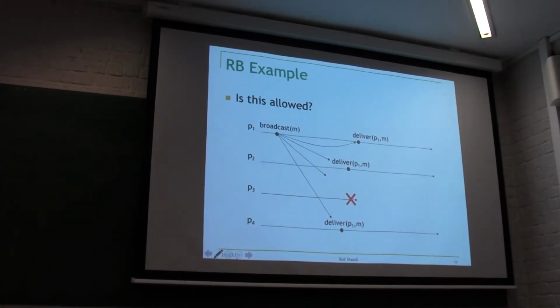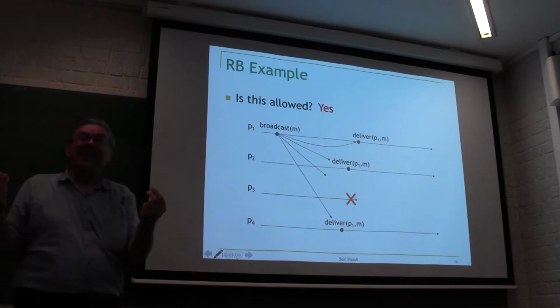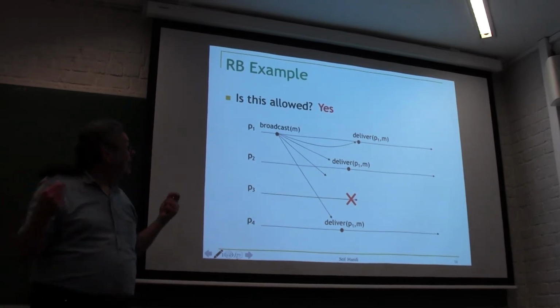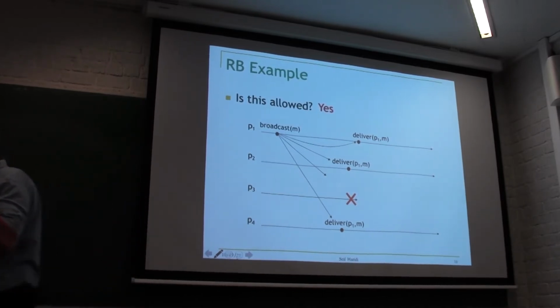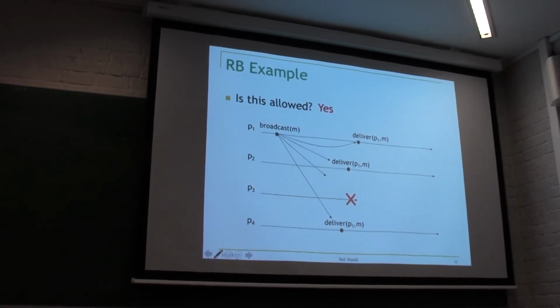Okay, this is good. So now you see what you're getting from this. Failures make it a little bit tricky, but not that tricky. Basically, you worry about the correct nodes here. Okay, so that's reliable broadcast.